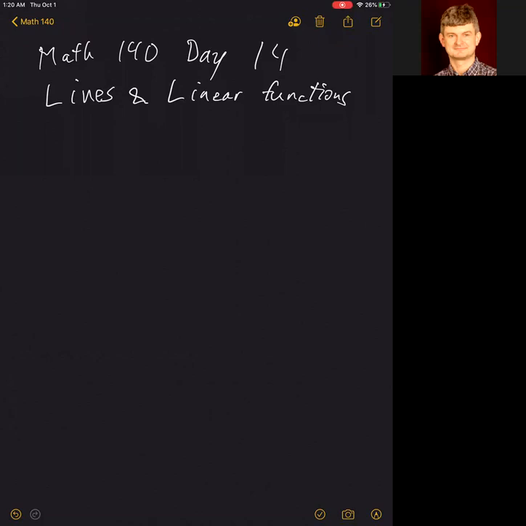There's a ton of topics in the current homework about lines and linear functions. So let's do a chunk of those. To begin with, we're talking about functions that can be written like this.